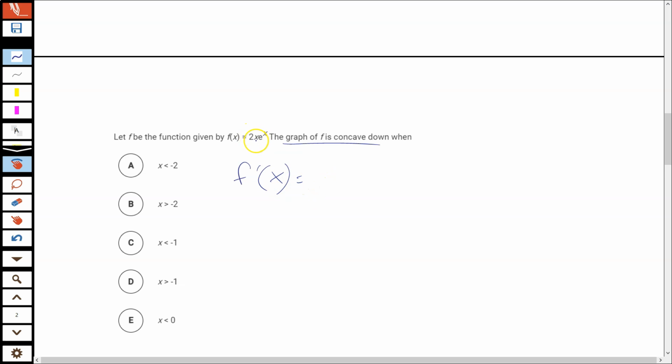So my derivative is going to be 2 times e to the x, so that's the derivative of 2x times e to the x staying the same, plus 2x staying the same now, and then the derivative of e to the x, which is still e to the x. Okay, then I need my second derivative. And then the derivative of 2e to the x, still 2e to the x, right? Because the derivative of e to the x is itself.